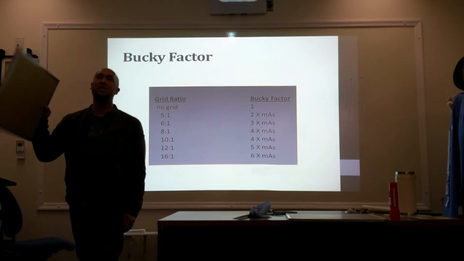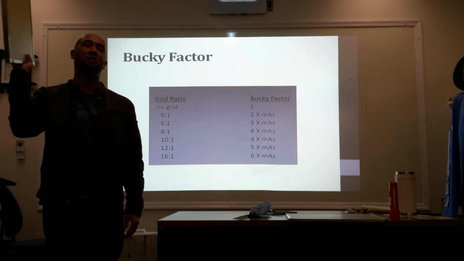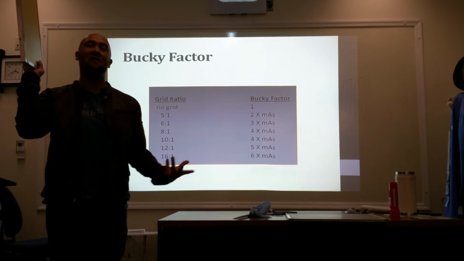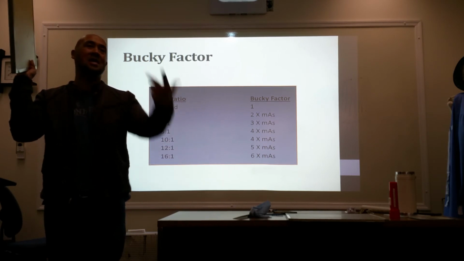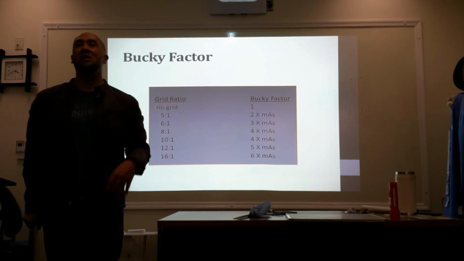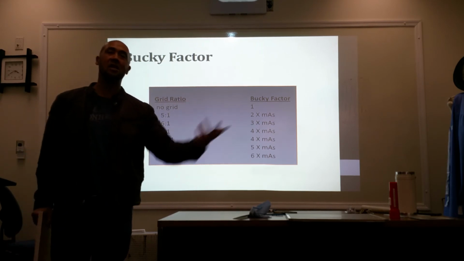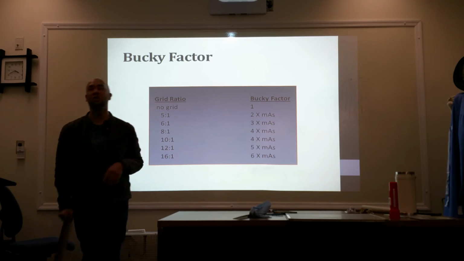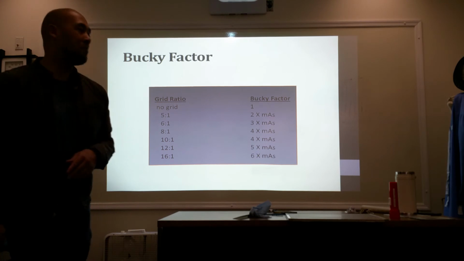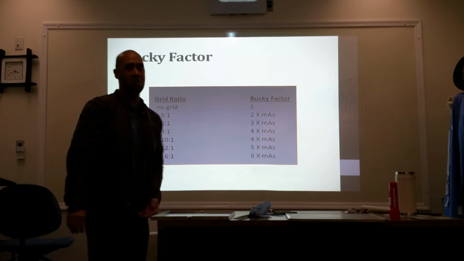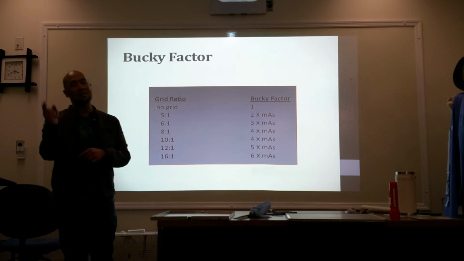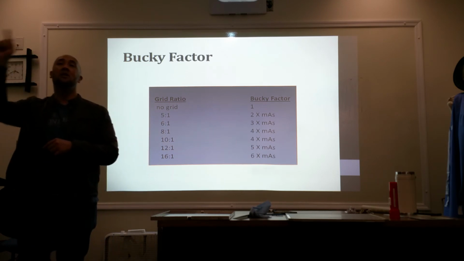Each of your grids will tell you what your grid ratio is. This one in particular is a 10-to-1 grid. So if I was using 70 kV at 5 mass for a chest x-ray in my department, I'm not going to shoot this portably in the ICU or the OR or the ER. This is a 10-to-1 grid ratio. How much should I increase my mass by? By 4. When I multiply my original mass by 4, it'll give me the same exact density as if I were using the original technical factor in my department.